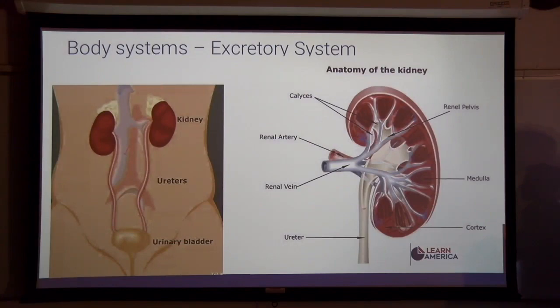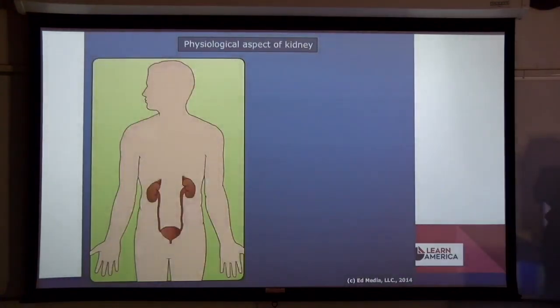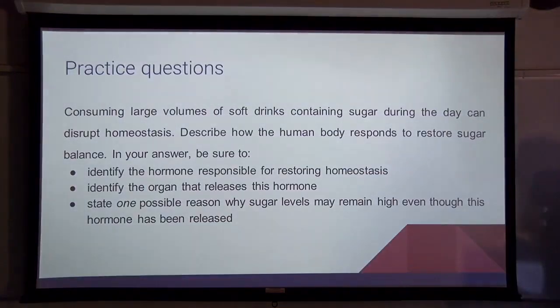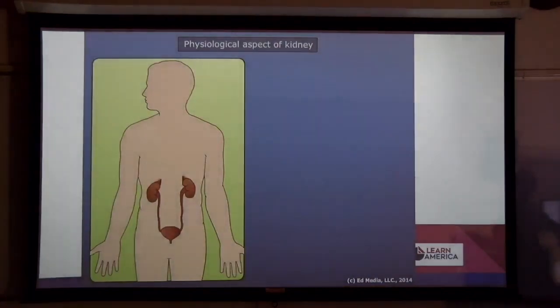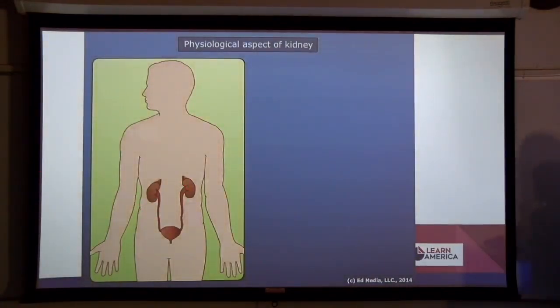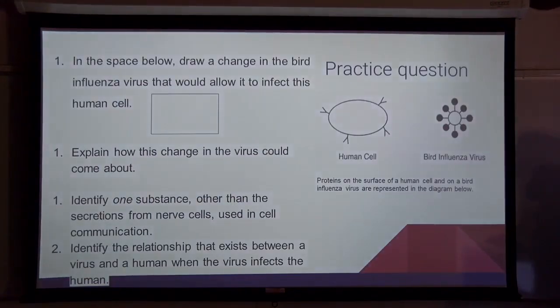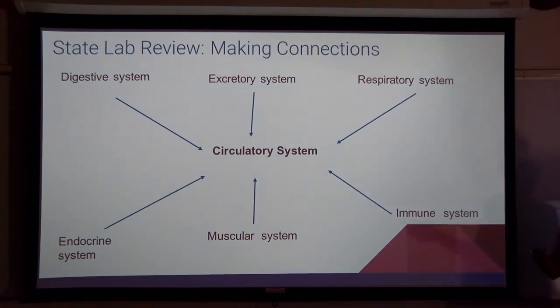The excretory system, the main structure in the excretory system will be the kidneys. The kidneys are where the blood is filtered out. I'm going too fast. The kidneys is where blood filtration will take place. So if we take a look, I want to take a look at this. All of these guys are connected back to the circulatory system. For example, the digestive system. What does the digestive system send to the blood?